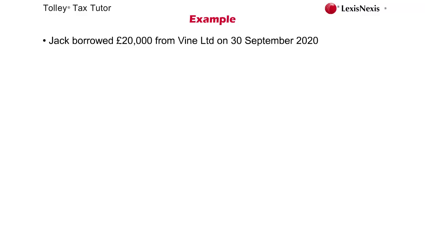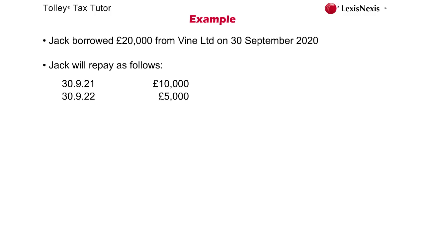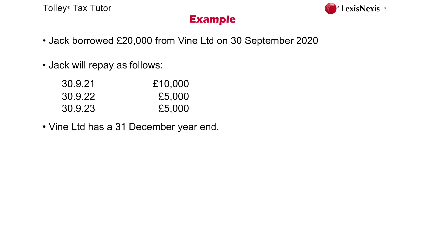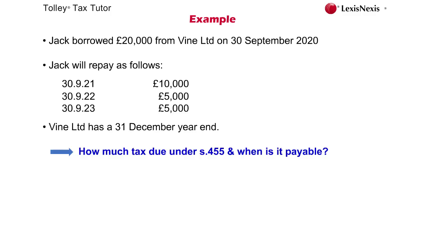For example, Jack borrowed £20,000 from Vine Limited, a small close company, on 30 September 2020. He will repay £10,000 on 30 September 2021 and then £5,000 each on 30 September 2022 and 2023 respectively. Vine Limited has a 31 December accounting date. We will show how much tax is due under Section 455 CTA 2010 and when it is payable.